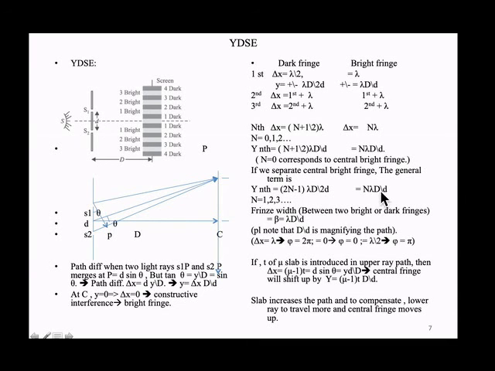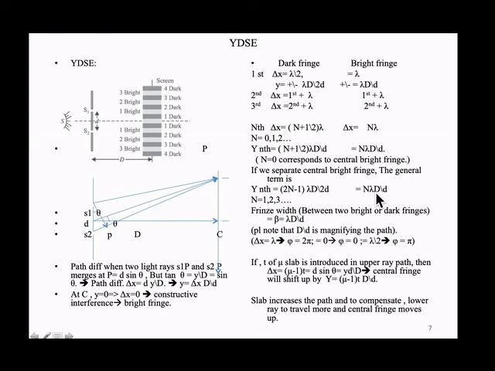Similarly, here also n lambda D by d. If n is 1, what? Lambda D by d, the first bright. So conveniently the central bright is treated separately. That is why we don't use n equal to 0 here. We keep the central bright fringe separate, and we use the general formula as (2n minus 1) lambda D by 2d and n lambda D by d for the bright fringe.